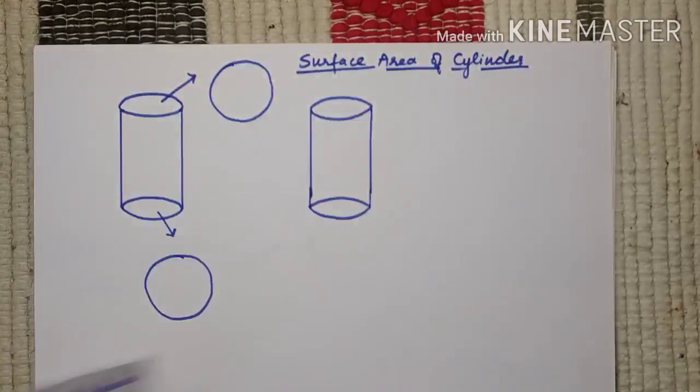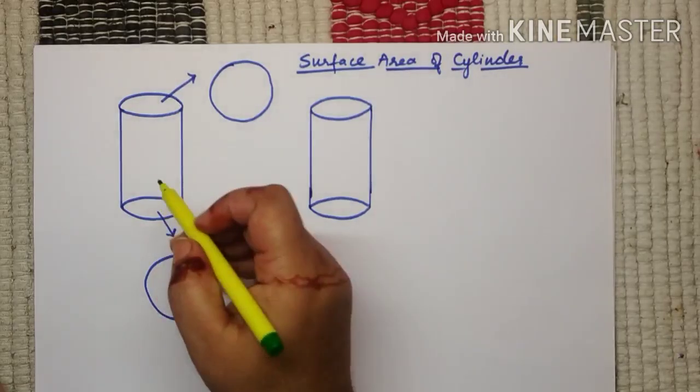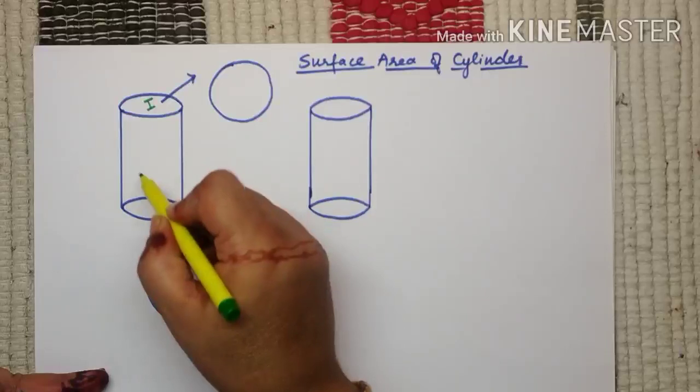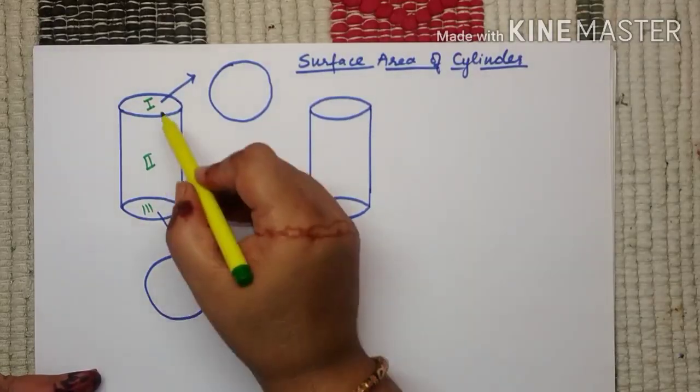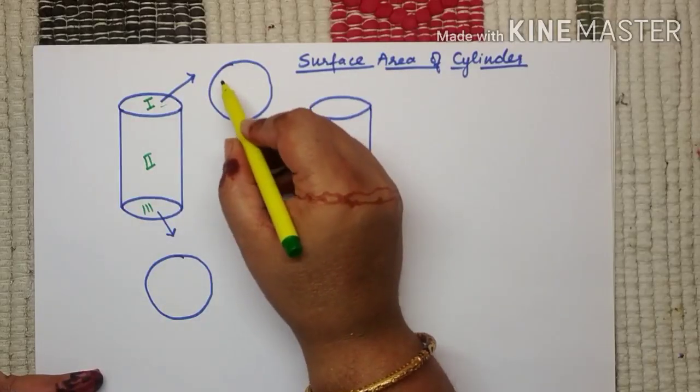Now let's talk about the surface area of a cylinder. Surface area of a solid means the sum of the areas of all the surfaces of the shape. Whatever surfaces the solid has, it is the sum of the areas of all those surfaces. Now, how many surfaces does a cylinder have? This is 1, this is 2, and this is 3. It has 3 surfaces. The first one is a circle.